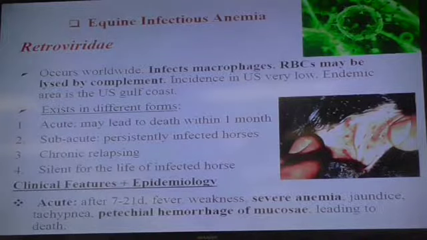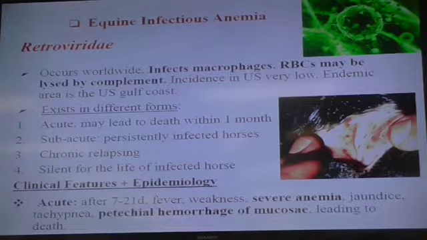It exists in different forms, and these forms reflect the type of the virus. It's a retrovirus. You can somehow link it in your mind to FIV, feline immunodeficiency virus, and the properties of what it does in cats. It does similarly in horses. In the acute stage, it may lead to death within 1 month. This is really rapid death, and that's because of the hemorrhages that are associated with this disease.